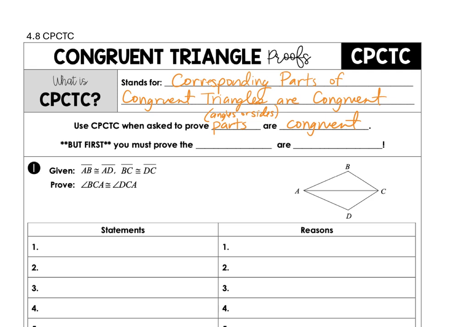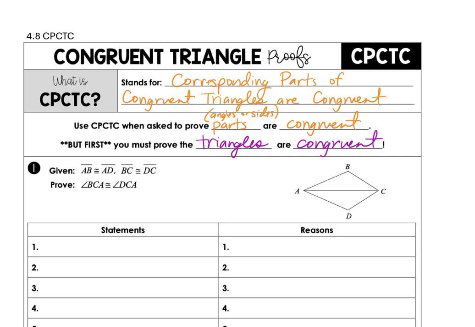Okay, so then that means the step before that, you're probably proving triangles are congruent, right? Because you got to prove the triangles are congruent before you can prove all the parts are congruent. Okay, which is that next thing. But first, you have to prove the triangles are congruent.